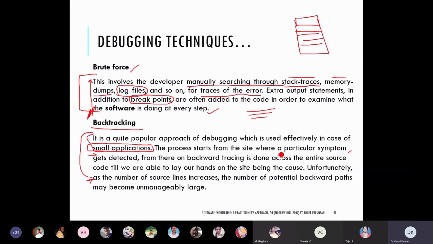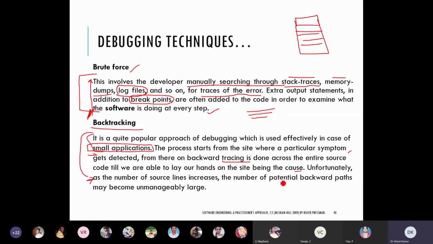So the process starts from the site where the particular symptom gets detected. From there on, backward tracing is done across the entire source code till we are able to lay our hands on the site that is the cause.